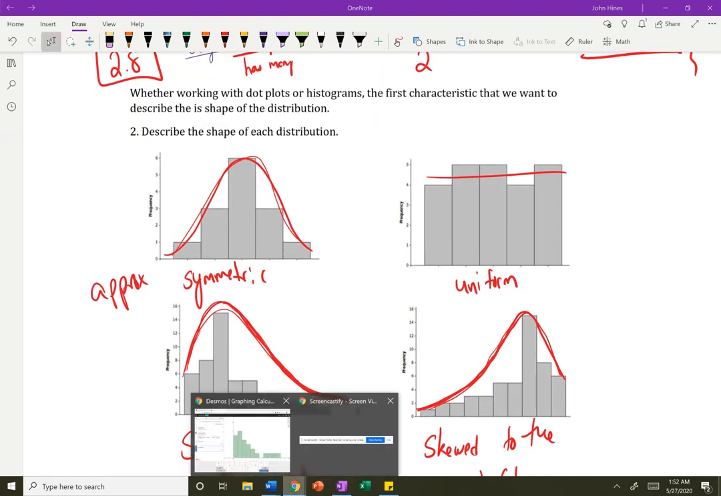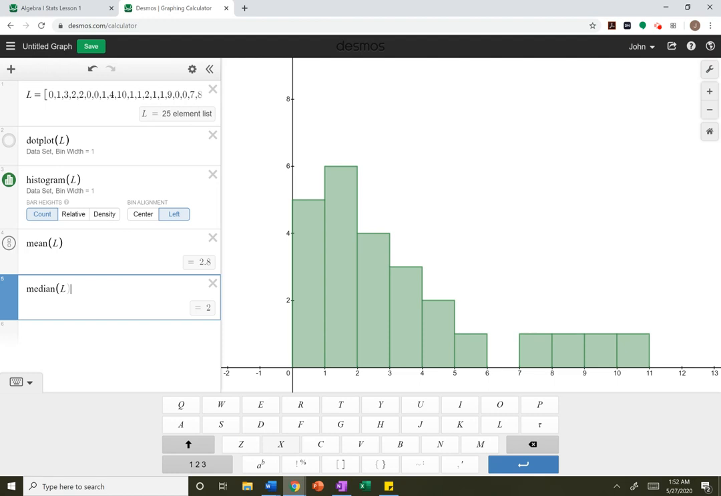So in this case here, what shape were we working with? Our pet numbers, the number of pets we have, is clearly skewed to the right. The right-hand tail is longer.